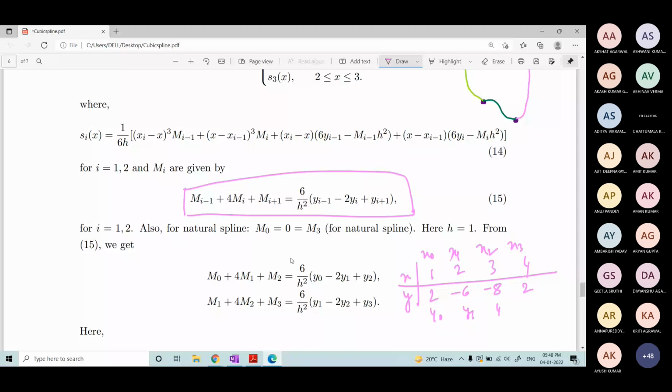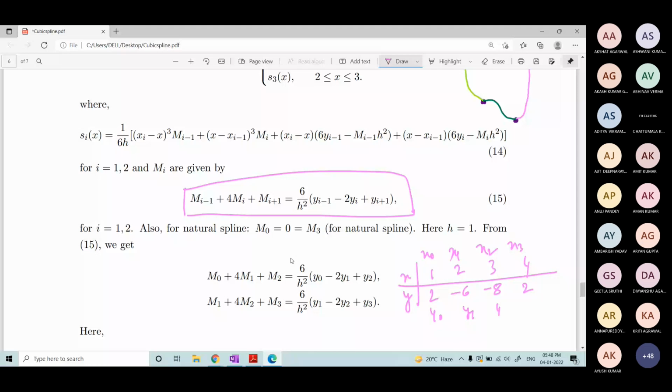So you have two equations: 4m1 plus m2 equals to 36 and m1 plus 4m2 equals to 72. So you solve these two equations and find out what is m1 and m2. If you do so, you will get the values of m1 and m2 as 4.8 and 16.8 respectively. Okay. So all the values in Si are now known to you.